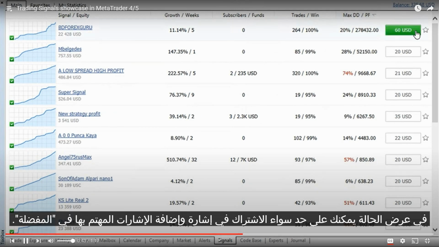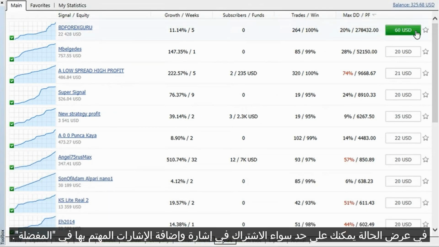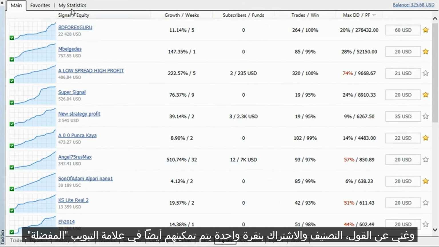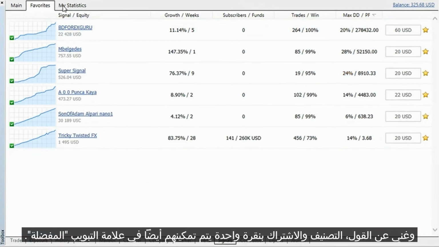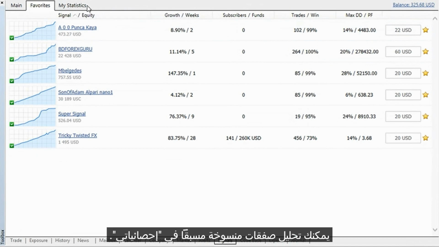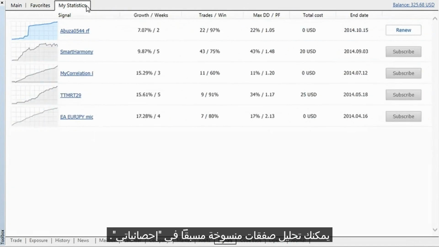On the showcase, you can both subscribe to a signal and add signals of interest to favorites. It will allow you to keep track of those signals and analyze them. Needless to say, sorting and subscription in one click are also enabled in the Favorite tab. You can analyze previously copied deals in My Statistics.